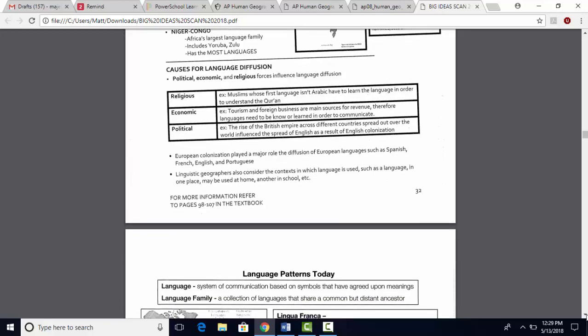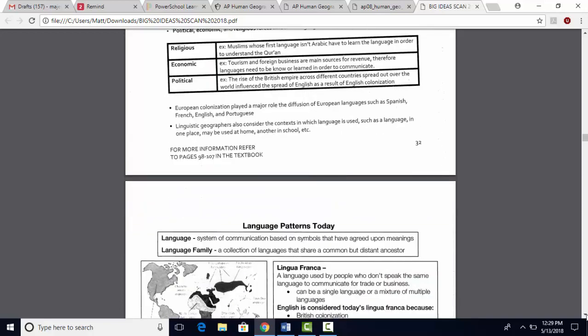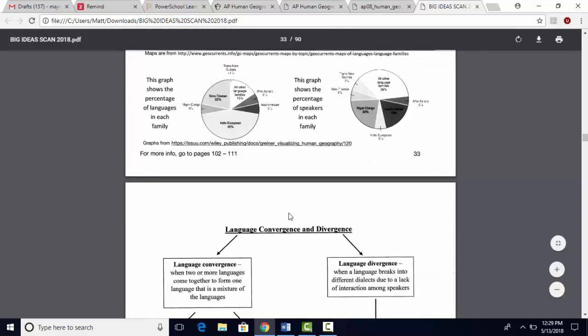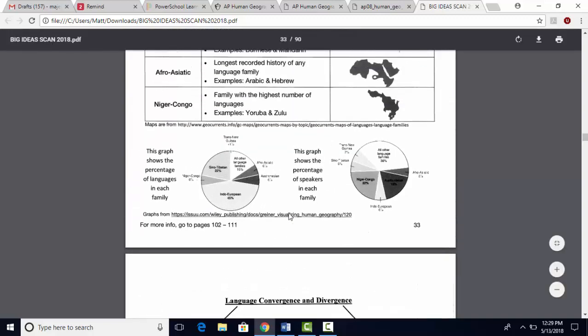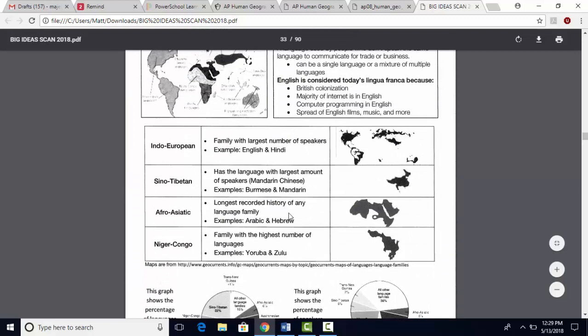All right, let's get to page number, I believe this is 34, right? Oops, jumped ahead there. Here we go. Love this page. This is a good page, 33.